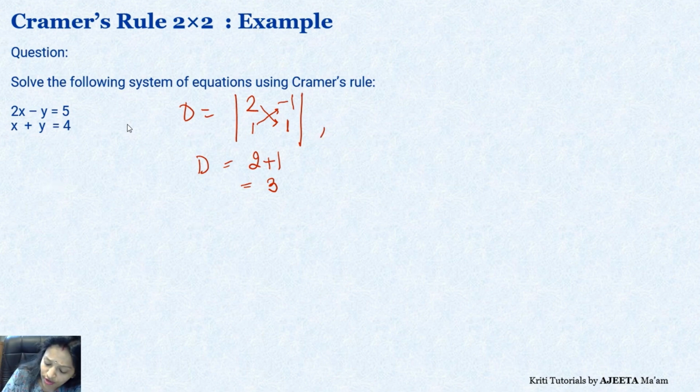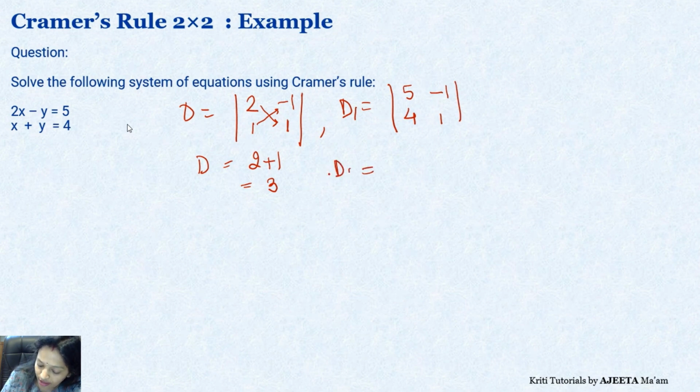Now let's move on to d1. As I said, d1 is the determinant which is formed by the constant term and the coefficient of y. We will replace the x coefficients with the constant term and the coefficients of y. So what will be d1? Again, down minus up. So 5 plus 4, that's 9.